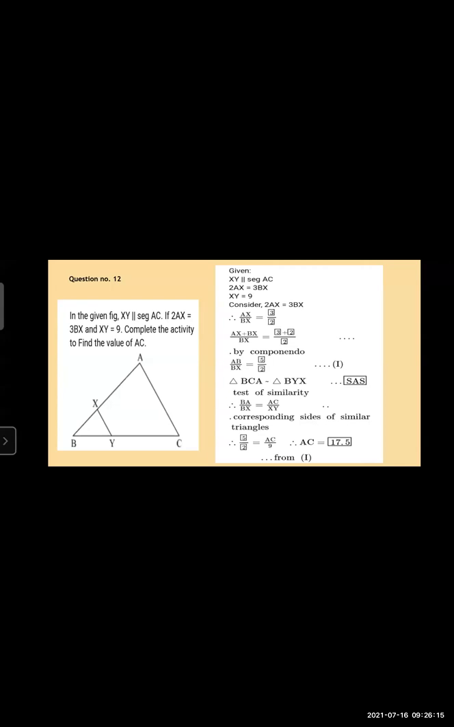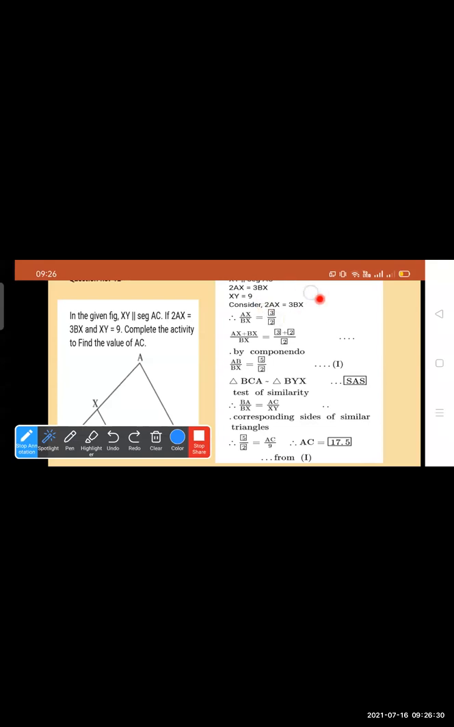So see, XY is parallel to AC and twice of AX is equal to thrice of BX. First we write the given, and XY is equal to 9. So from this we write, see carefully, twice of AX is equal to thrice of BX, so AX by BX is equal to 3 by 2. So in the first box we write 3 by 2. We take BX on the denominator and 2 on the right side denominator. So we get it, simple. Here you get half marks.